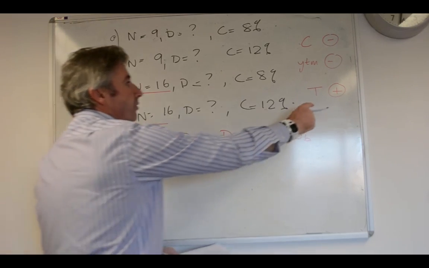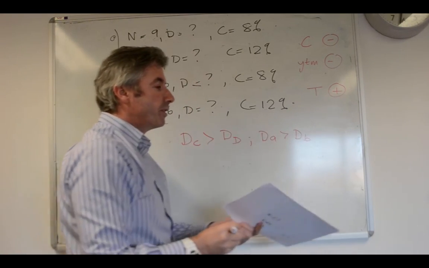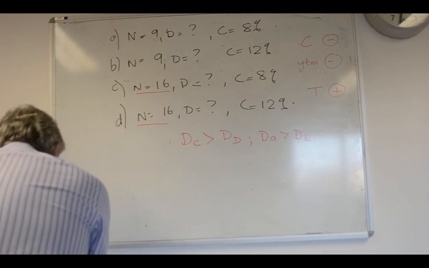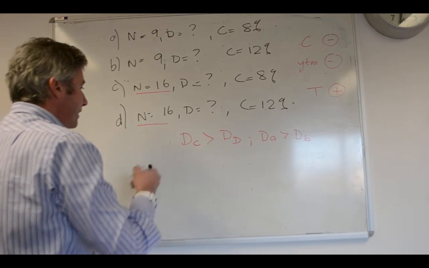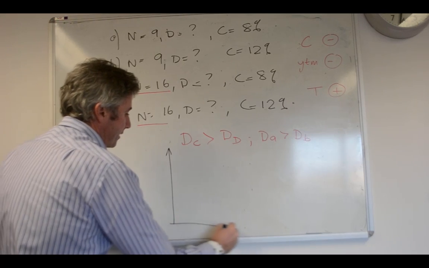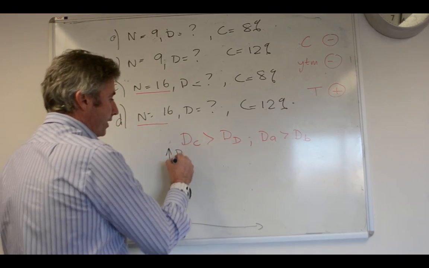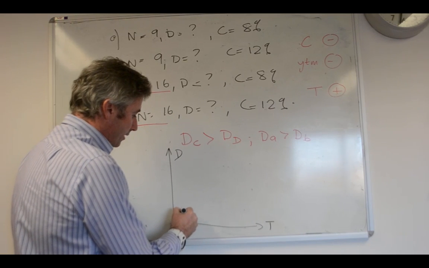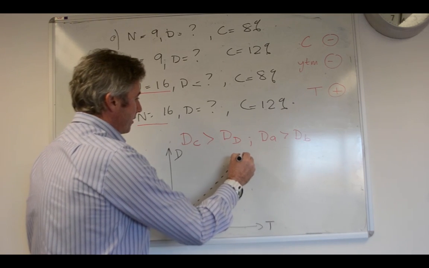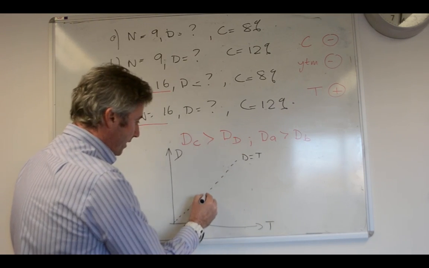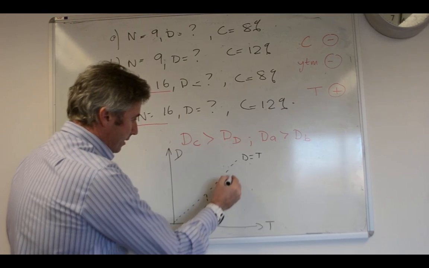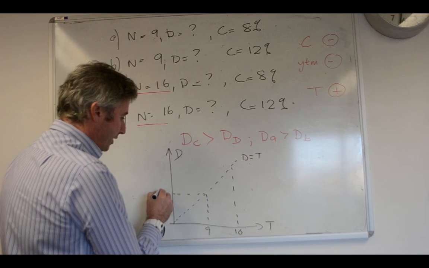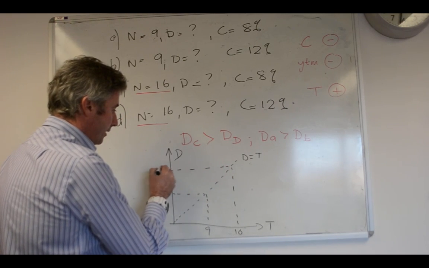Now we come back to this relationship here, that the maturity is positively related to duration. And I remind you of a chart in the lecture, which looked like this. So here we've got duration and here we've got maturity. That if we had a 0 coupon bond, D would equal T. So if that was 9 and that was 16, the durations would be 9 and 16.